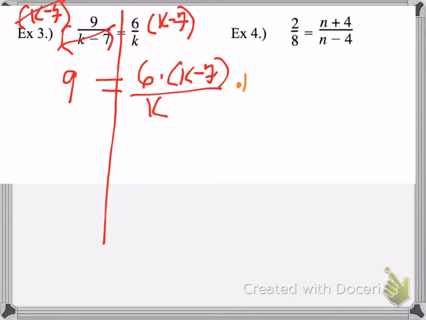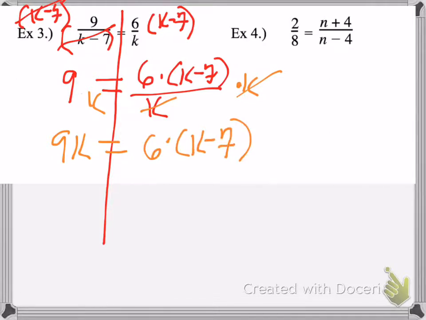Multiply both sides by k times k. Well, 9 times k is 9k. Alright. Running into issues. We have variables on both sides. If you remember how we did this before, we need to distribute first. So we need to distribute 6 times k, which is 6k. 6 times negative 7, which is negative 42.